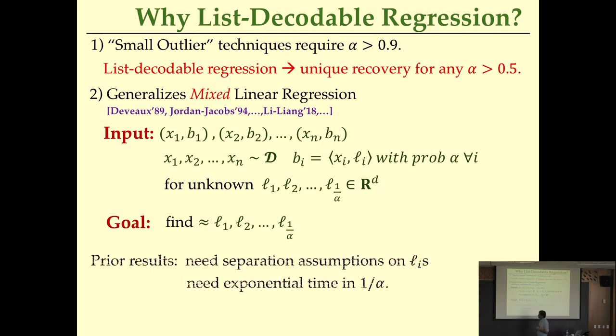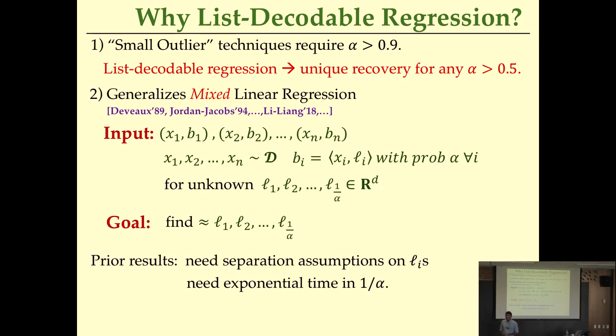The reason is that all prior results for this problem need assumptions on the L's. They need that the L_i's are sufficiently separated. By the way, this is also an easier case that requires exponential dependence on 1 over alpha, the one that I referred to earlier. But if you use a list-decodable regression algorithm as a subroutine, then you don't need any separation assumption, so you get an assumption-free version of an algorithm for mixed linear regression.